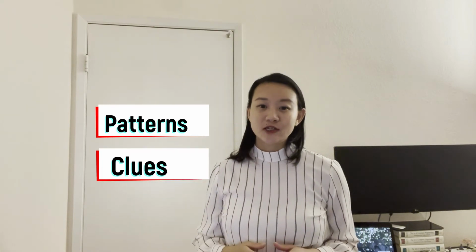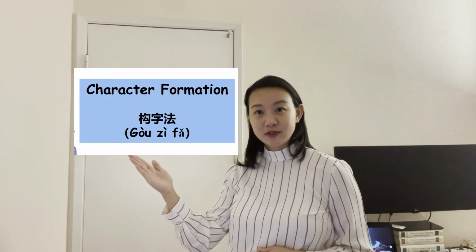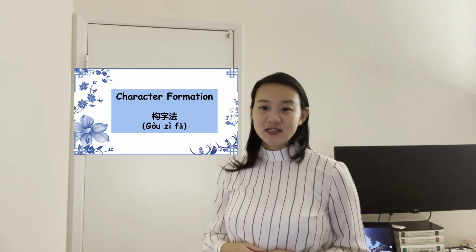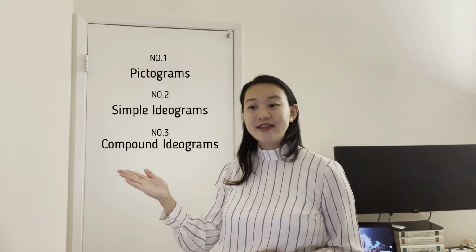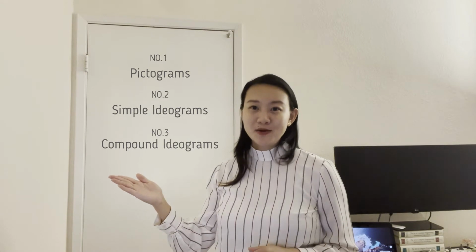There are patterns and clues inside of the character to help you learn them systematically, which is the concept of character formation. In ancient China, there were 6 different ways to construct a character, but today there are only 4 methods that are most common. Today, we will have some examples to focus on the first 3 ways. There are pictograms, simple ideograms, and compound ideograms. As a bonus, you will learn a very lucky word.